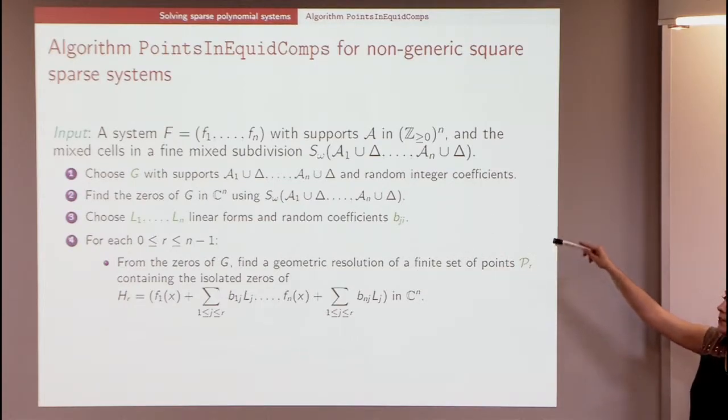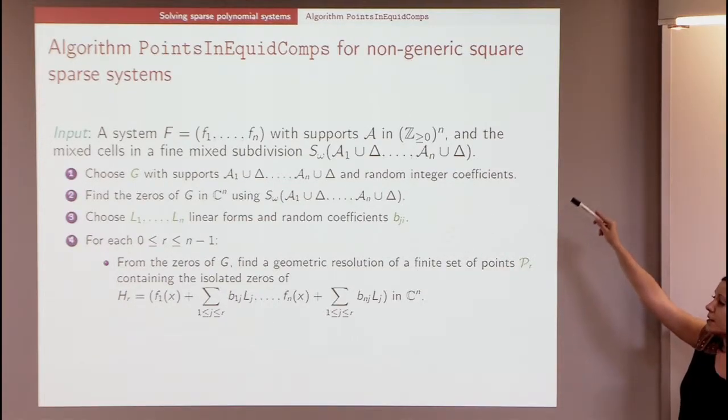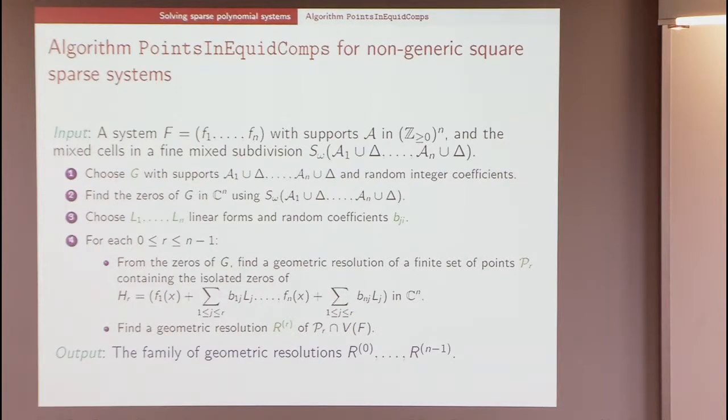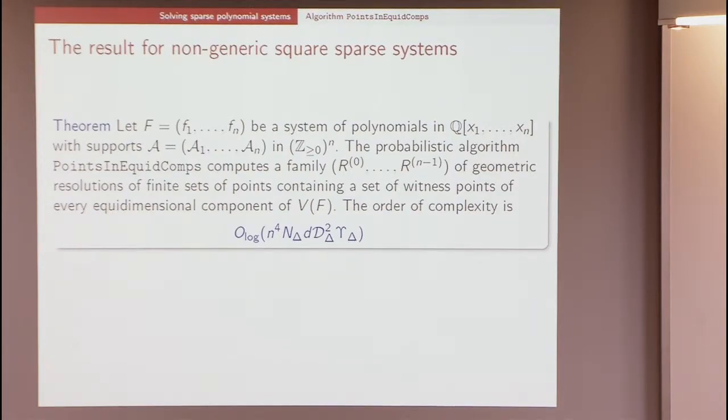And from the zeros of the original system, we use homotopic deformation to find a geometric resolution of a finite set of points that contain all isolated zeros of this system. And clearing from that all the points that are not in the variety defined by F, we obtain a family of geometric resolutions of finite sets of points containing witness sets of points of every equidimensional component of the variety defined by F.